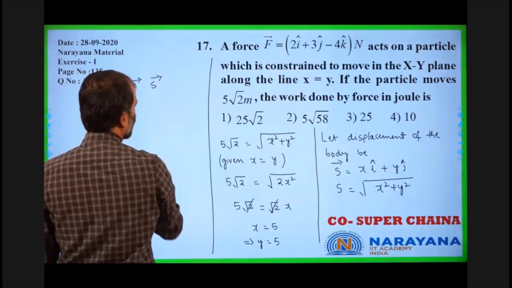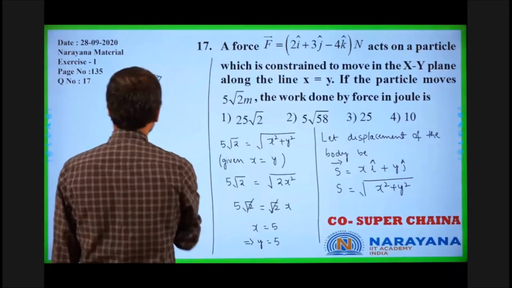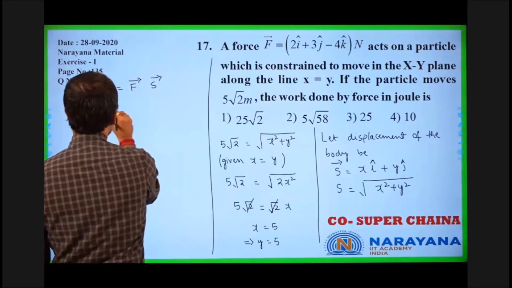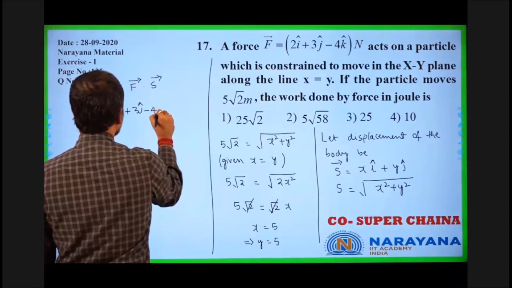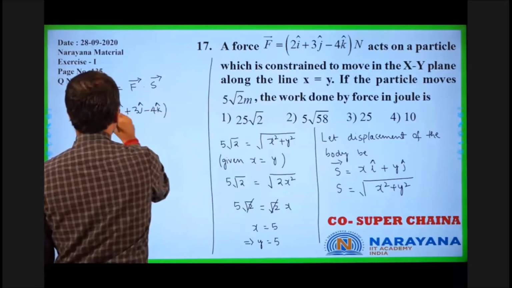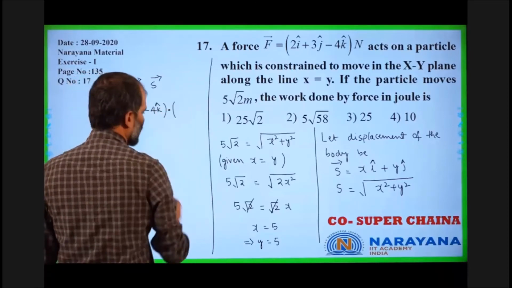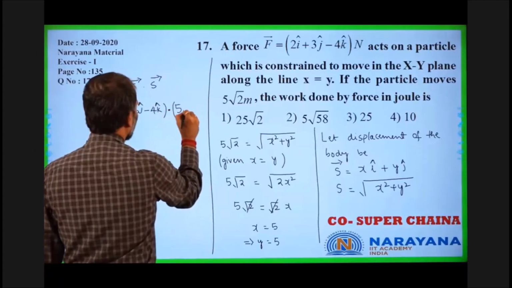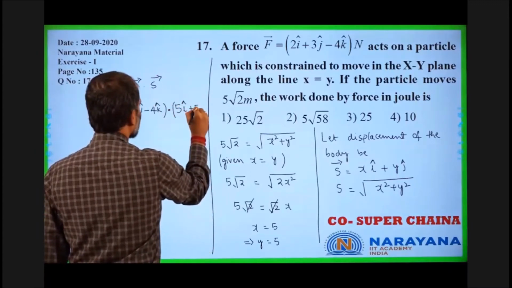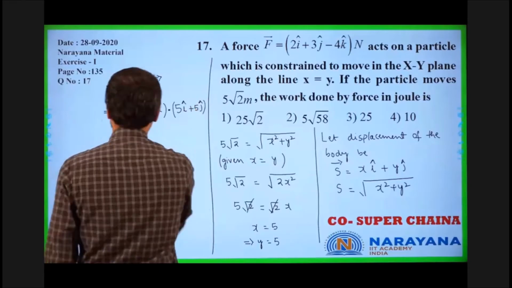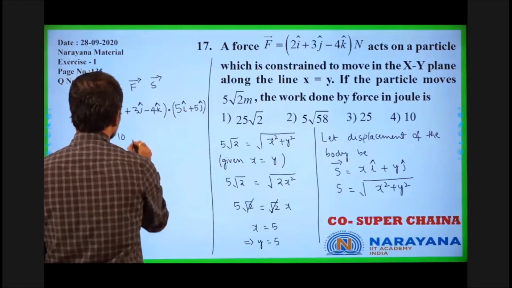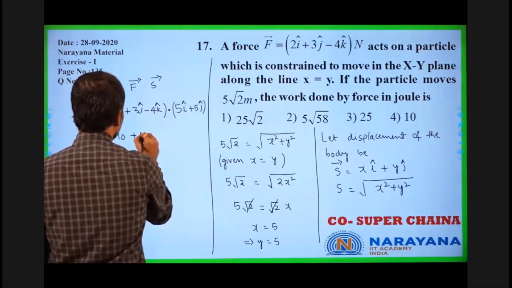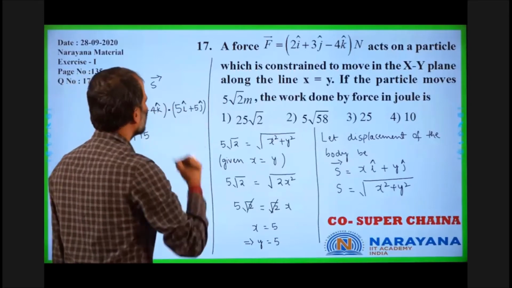Your S bar is equal to 5I cap plus 5J cap, and the force applied is 2I cap plus 3J cap minus 4K cap, dot the displacement 5I cap plus 5J cap. So this is equal to 5 twos are 10, I cap dot I cap is equal to 1, and 3 fives are 15, plus 0 for J cap.